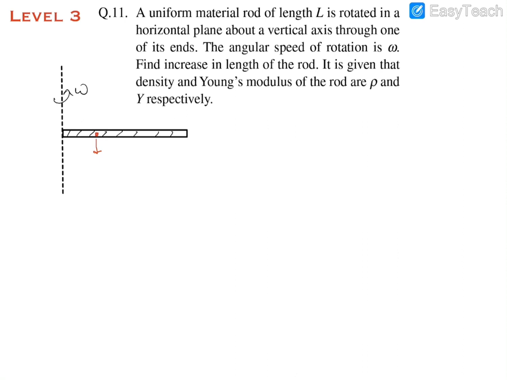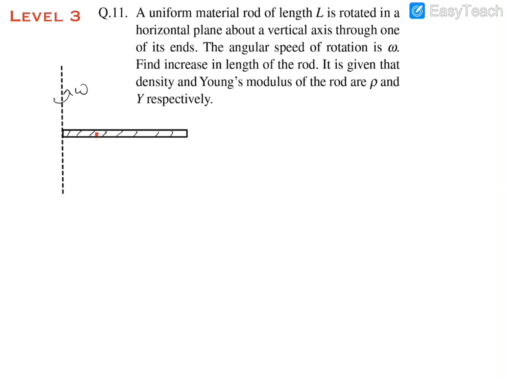Now let us see why this rod will extend. We can easily say that this rod will extend due to the centrifugal pulling force acting on the rod. Now you can see that at this point, the centrifugal pulling force will be due to this part. So at each other point, the centrifugal force would be different, and therefore it is variable. So we have to integrate the total strain.